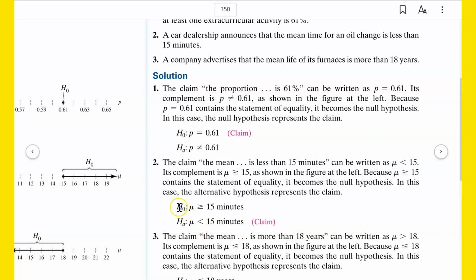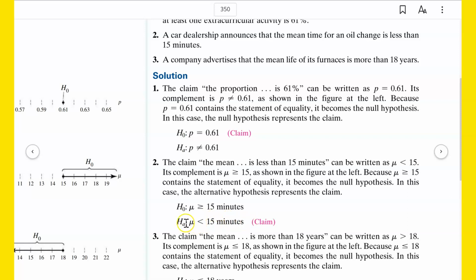The H0, the original hypothesis, has to have some sort of equality in it, whether it's equal to, or greater than or equal to, or less than or equal to. But since it says less than 15 minutes, it doesn't say less than or equal to 15 minutes. It doesn't say at most 15 minutes. We have to say that the claim is mu is less than 15. And since it doesn't have an equality anywhere in that, we have to make that the alternative hypothesis.